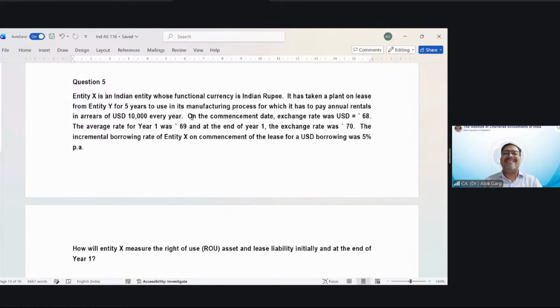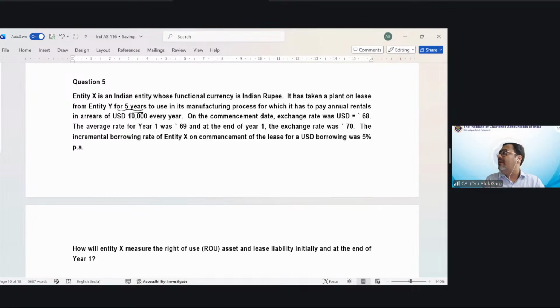Entity X is an Indian entity whose functional currency is INR. This question involves two standards, Ind AS 116 and Ind AS 21, so leases and foreign exchange. It has taken a plant on lease from entity Y for 5 years to use in its manufacturing process. So X is a lessee and Y is a lessor. X has imported a machinery on lease from entity Y for 5 years. So the lease period is 5 years, okay?